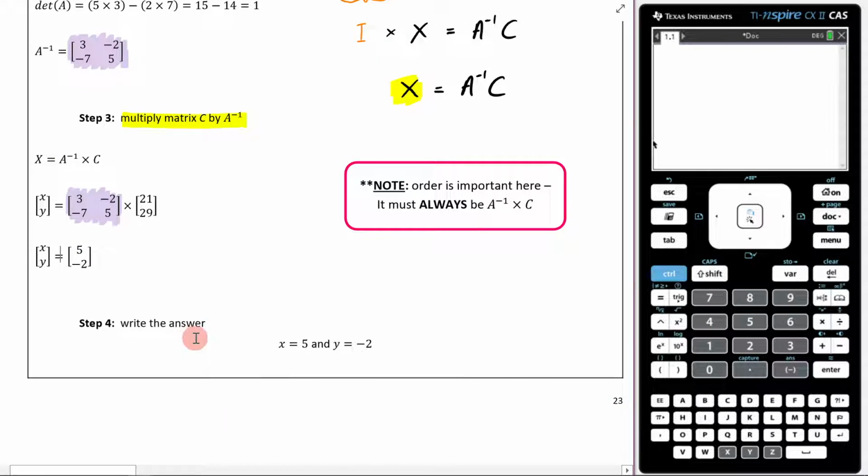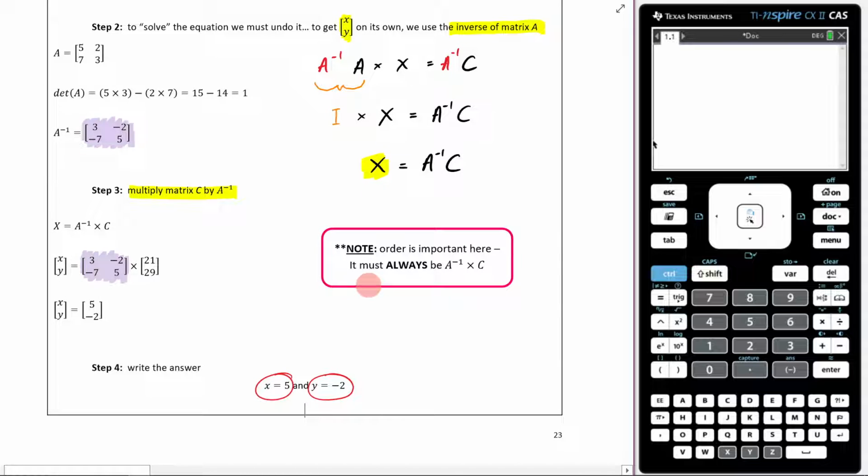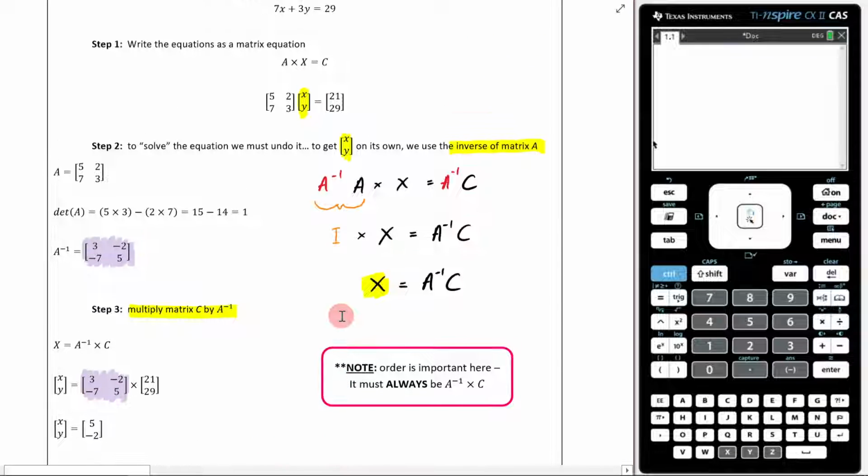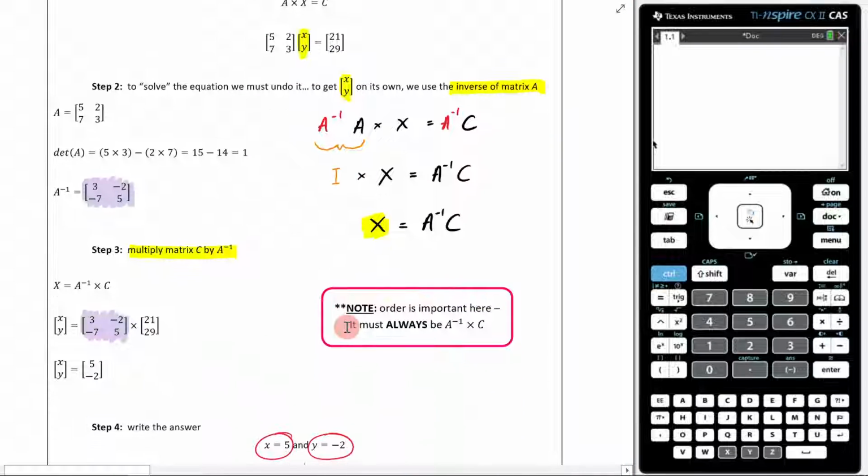And then of course your final answer here: if you know that this matrix is equal to this, well, x is equal to 5 and y is equal to negative 2. That's how it works. Hopefully that makes sense on how I've approached this. And we're now going to go through a bunch of examples where we see this in action.